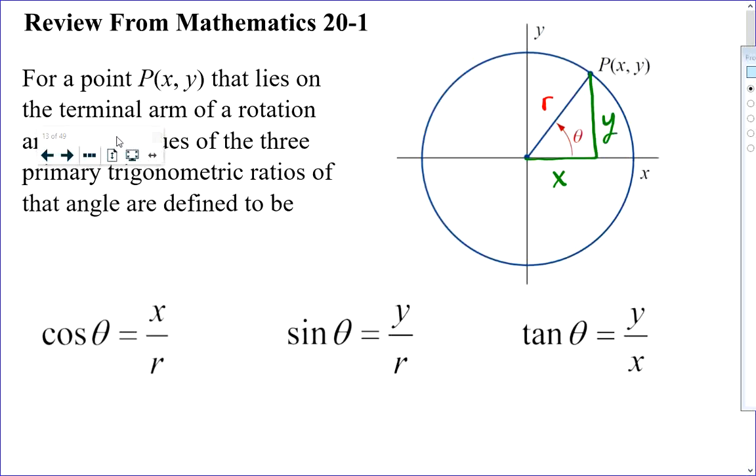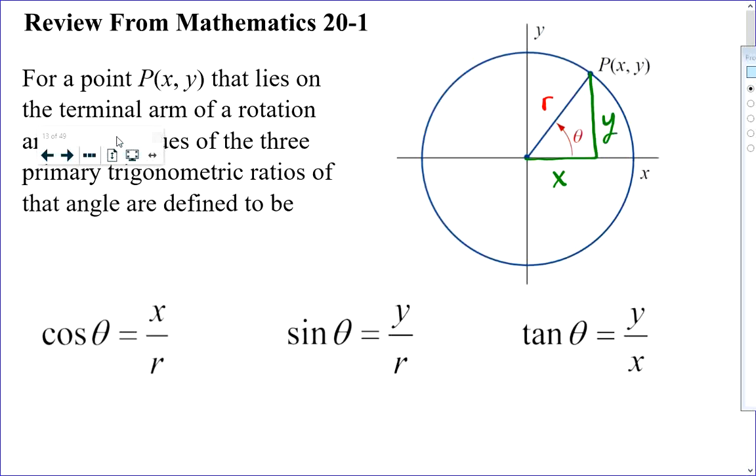So we've already learned this, but this is a review from Math 20. What is not on here right now is x squared plus y squared equals r squared, but you should know that. The review is that cosine of the rotation angle is x over r, sine is y over r, tangent is y over x. Are you with me on that? Do you remember that? Vaguely?